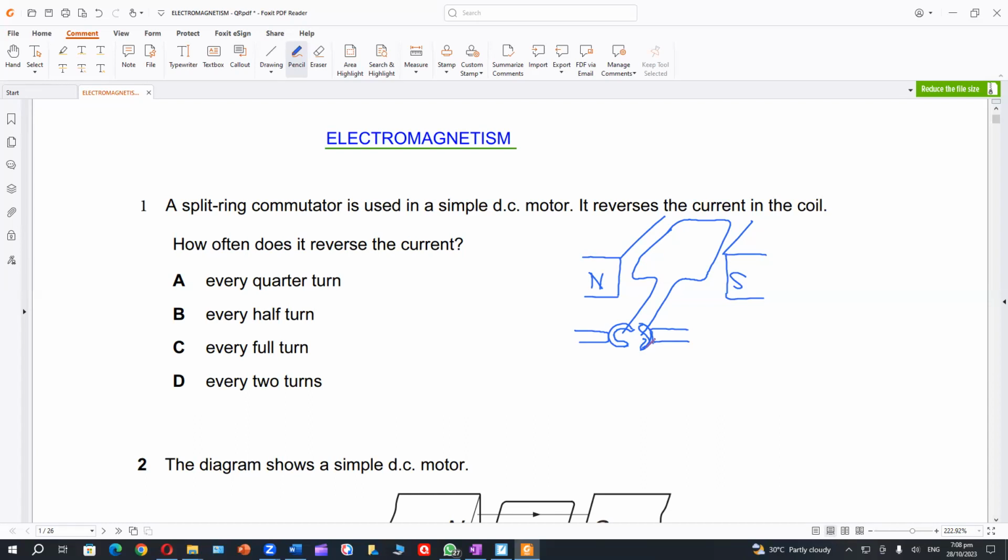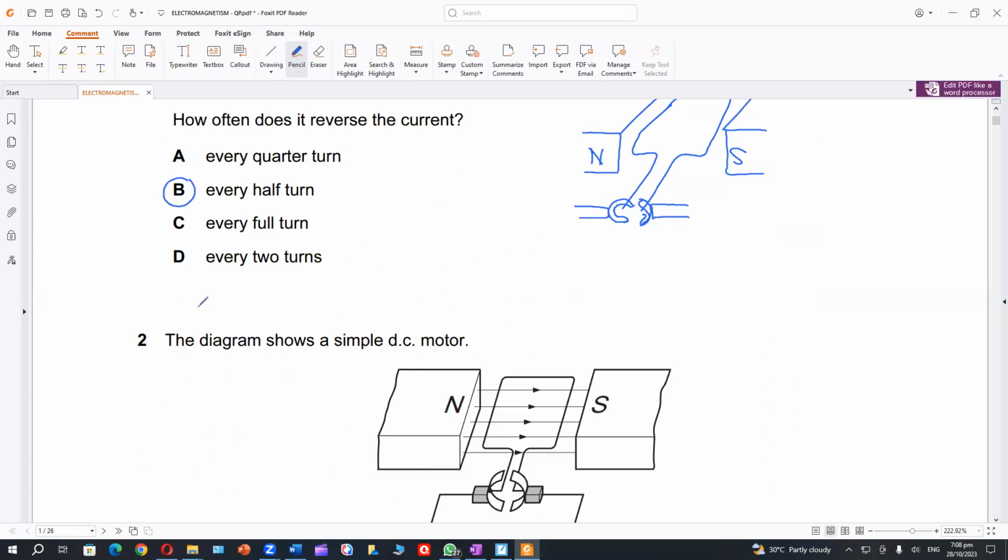So how often does it reverse the current? If you remember the theory, the split ring commutator reverses the direction of current after every half cycle, after every half turn. So when the gap is aligned, the answer would be B.